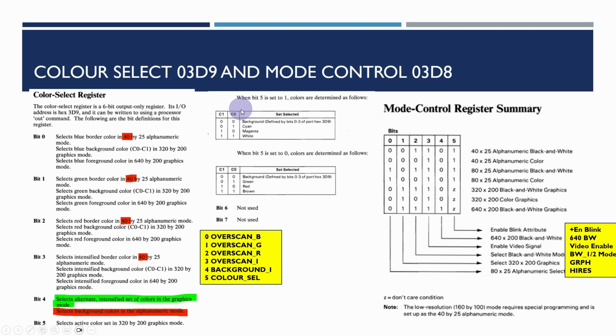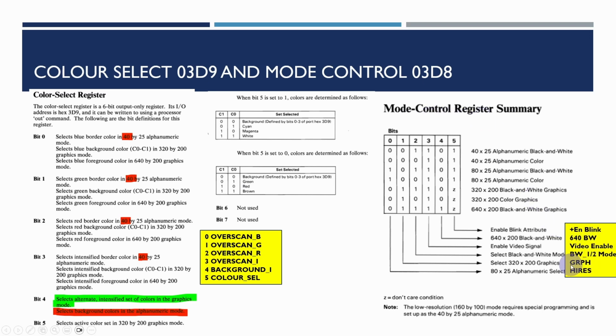When we're in the 4 color mode, there are 2 color sets that can be enabled. When the color select bit 5 is set to 1, then we have the background color defined by the first 4 bits here, then we have cyan, magenta and white. If the bit is set to 0, then we have green, red and brown. The reason for brown is that it would be dark yellow, but CGA monitors had the electronics modified to change dark yellow into brown.